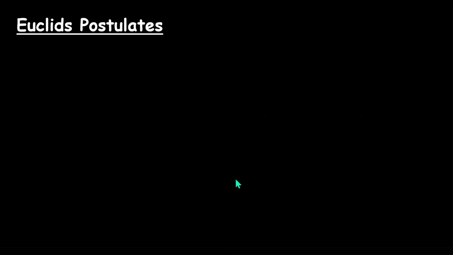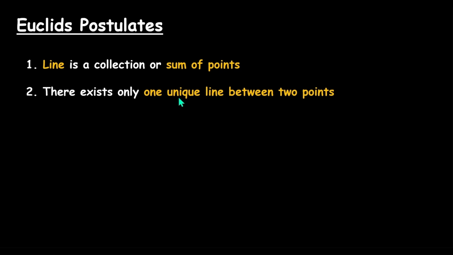And let's summarize it. So Euclid's postulates say the first is that a line is a collection or sum of points. So first we start with defining what a line is. Then we talk about how many points I need to make a line, which says that there exists only one unique line between 2 points. I need 2 points to make a distinct line.